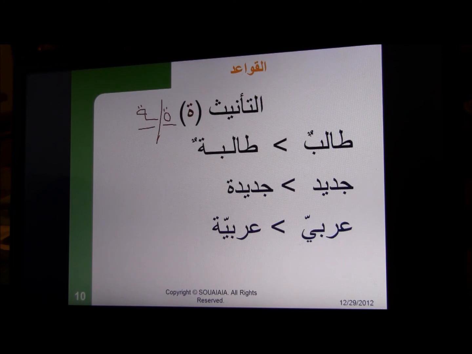For example, talibun, a student. You want to make it feminine, you just add the ta marbuta: talibatun. A male student, a female student. An adjective, jadid, new. You add ta marbuta and it becomes jadida, new, but feminine. Arabi, arabiyun. You add the ta marbuta and it becomes feminine.